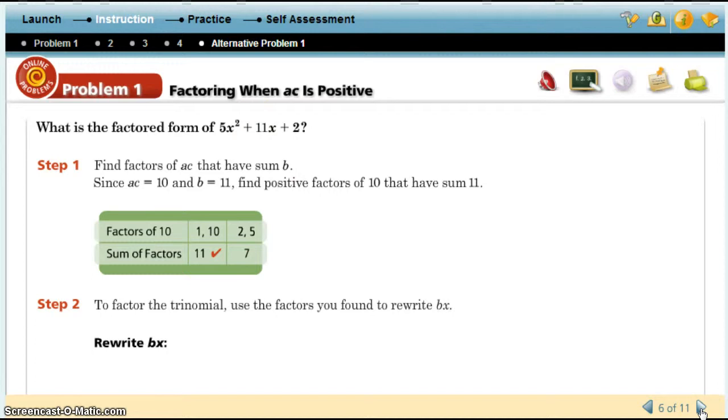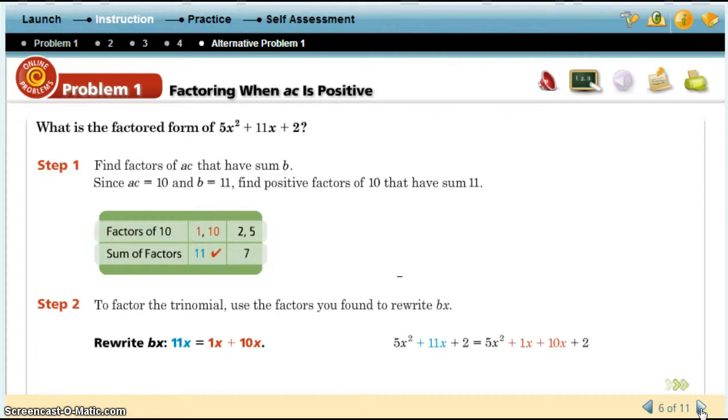Rewrite b times x. In this case, write 11 times x as 1 times x plus 10 times x. So you can rewrite 5 times x squared plus 11 times x plus 2 as 5 times x squared plus 1 times x plus 10 times x plus 2.